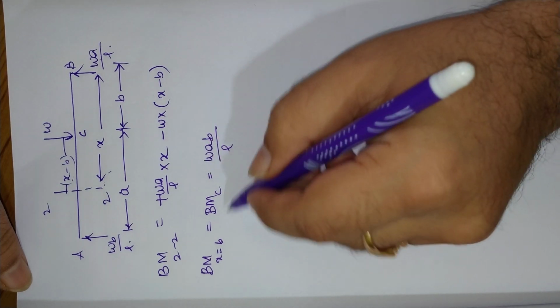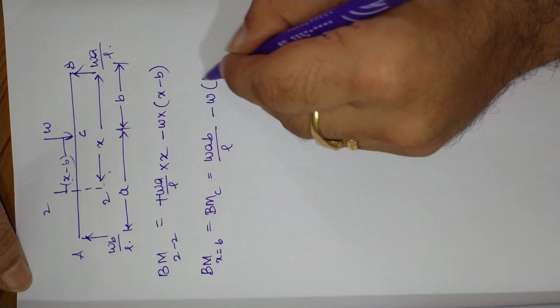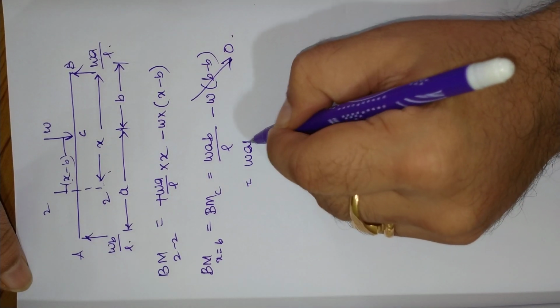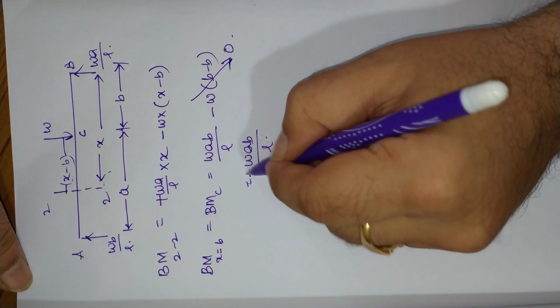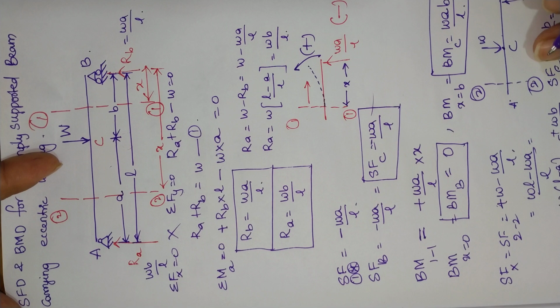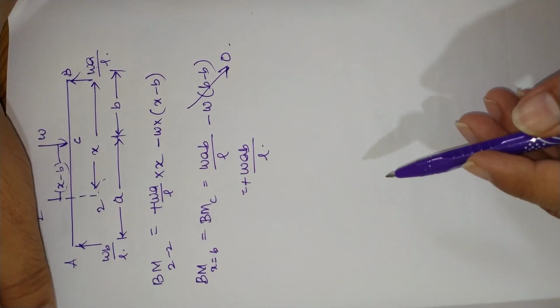In place of x I am substituting B, minus W multiplied by x, B minus B. So this part here is equal to 0. So we get WAB divided by L with a positive sign. Already in the previous case we have calculated the bending moment at point C, which will be equal to WAB divided by L. Now we got the same thing here.